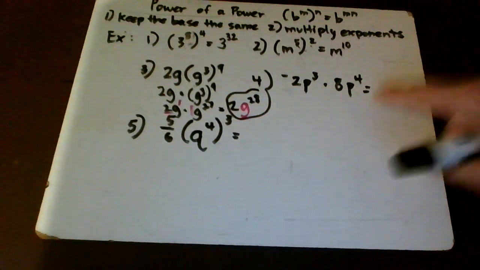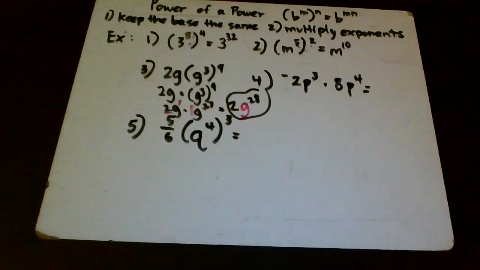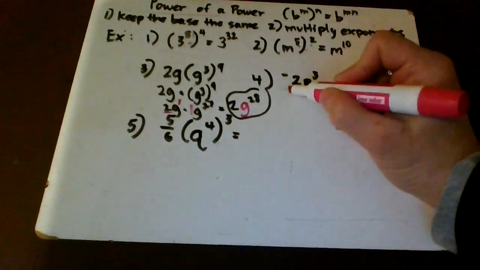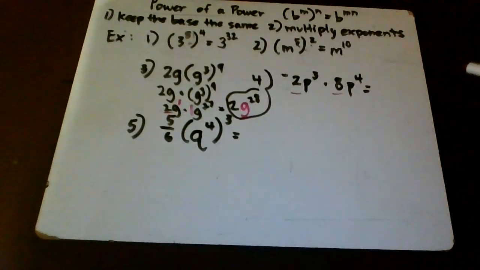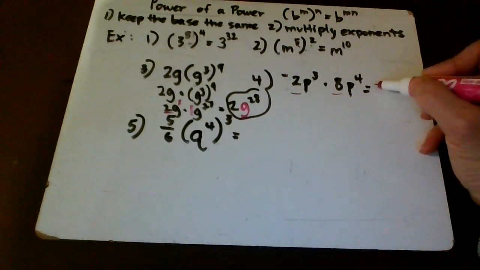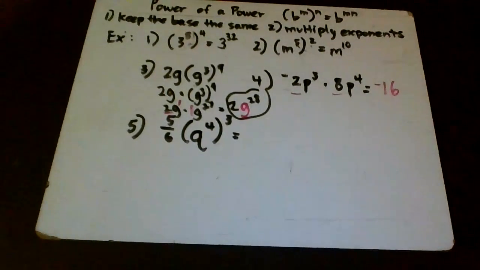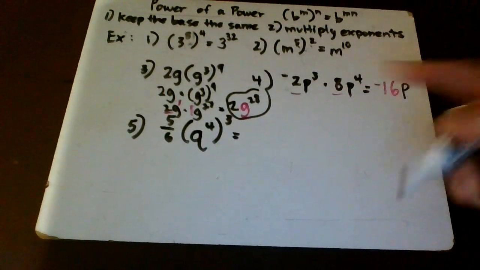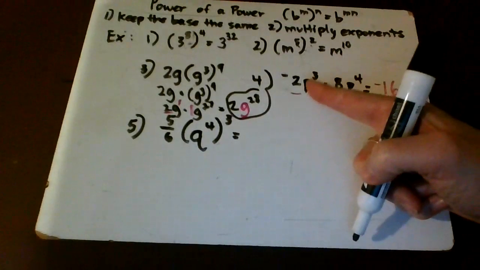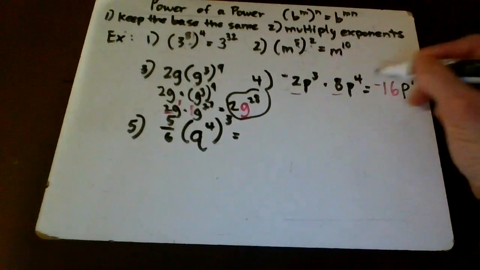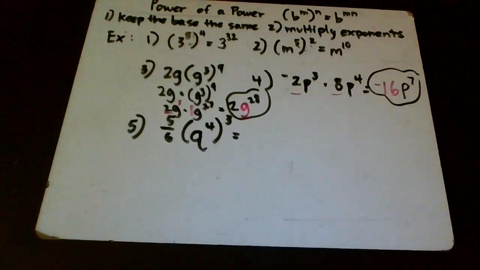Example number 4 is just really product of powers, but I didn't show you this in the last video, so I wanted to show you it now. You have some coefficients, so you're going to multiply those first. Negative 2 times 8, which is negative 16. You keep the base the same, which is p, and then you add, be careful because you're multiplying, but you add 3 plus 4, which is 7. So it'd be negative 16p to the 7th power.